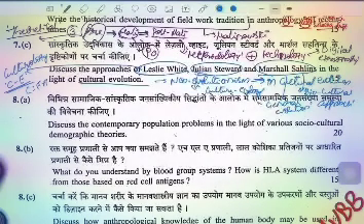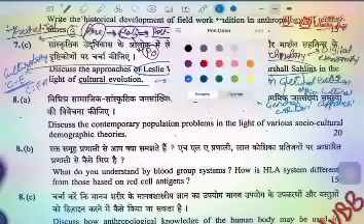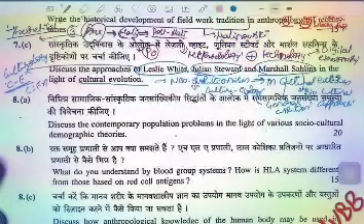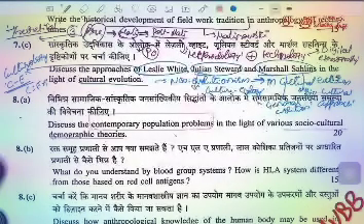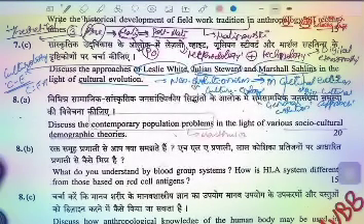Then moving on to the next question. Here we see: discuss the contemporary population problems in the light of various socio-cultural demographic theories. When we are discussing population problems, the first theory that comes to our head is the Malthusian theory of population, which is given with respect to the relation between food and the population that is existing.